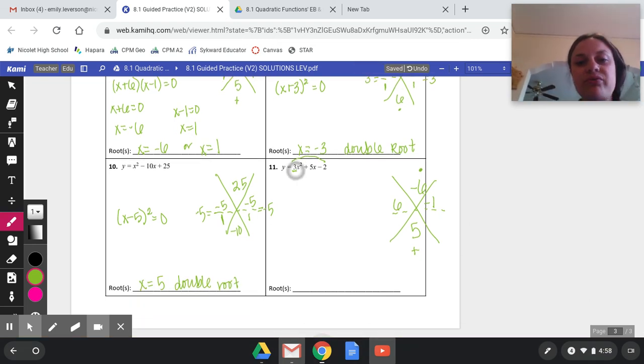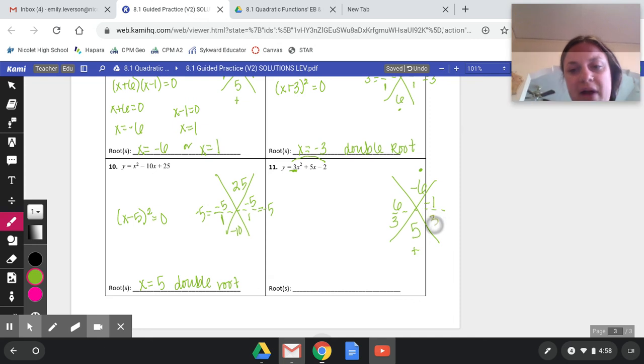Now I have a 3 right out front. So I'm going to divide by 3. I'm going to divide by 3. And here's where the difference is. 6 divided by 3 is just equal to 2. So one of my factors here is x plus 2.